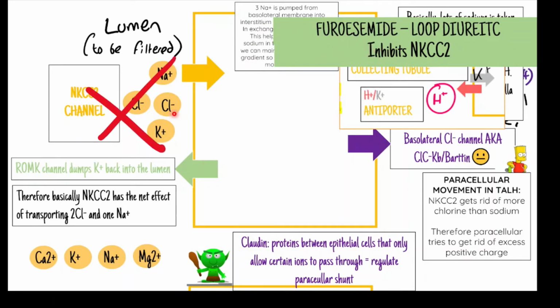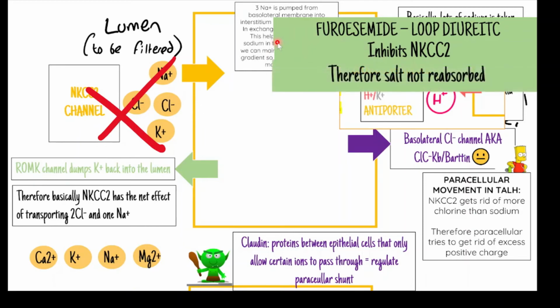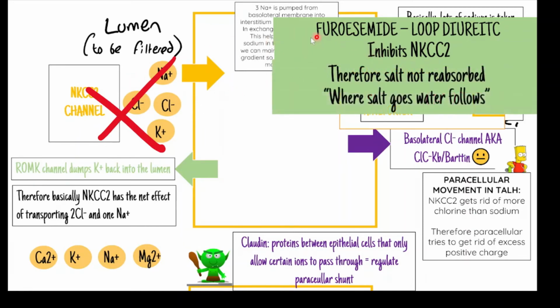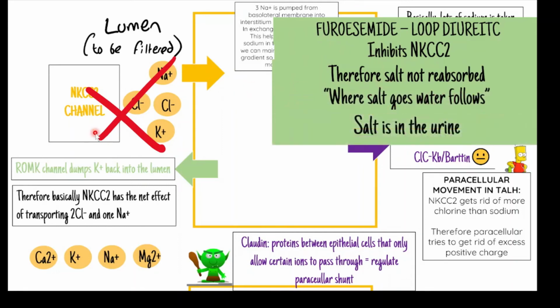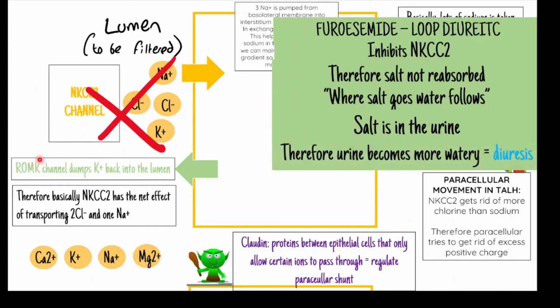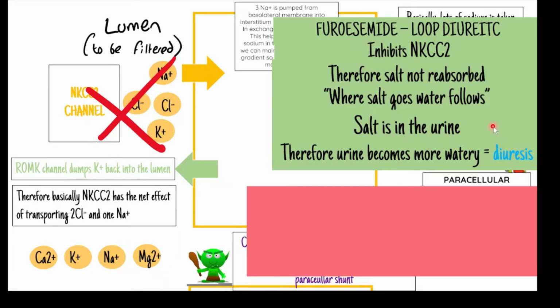So this guy is not going to be working anymore. Therefore, salt cannot be reabsorbed. And remember, our rule was where salt goes, water follows. Because salt is in the urine, water follows in the urine, so water is not going to go from the thin descending limb, water stays there, and your urine becomes watery, so this is called diuresis. So by giving furosemide, we inhibit NKCC2 and we lead to more watery urine.